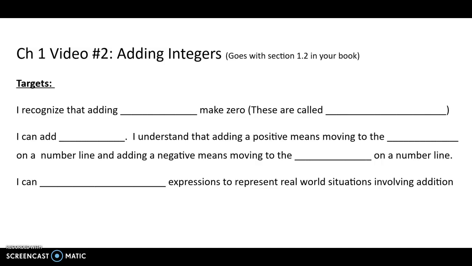We go with Chapter 1, Video 2 on adding integers. So, a couple targets here. Fill these in on your paper. We recognize that adding opposites will always make 0. That's something we're going to look at. It'll come up when another name for opposites is additive inverses. Additive inverses, so opposites. When we put those together, it's going to make 0.